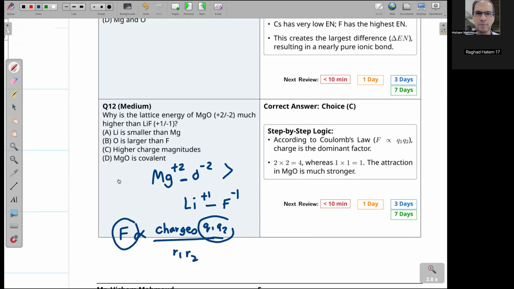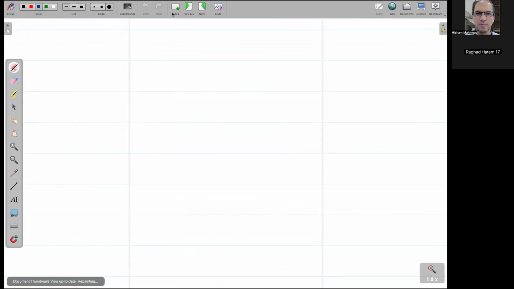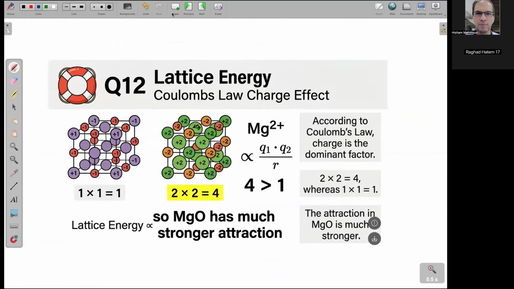What is the lattice energy? The energy that's required to break the bonds. So the energy that's required to break the ionic bonds is the strongest one. So again, 1 and 1, the attraction is weak, but 2 and 2 is 4, right? The attraction is very strong. So the multiplication of the charges is stronger, and we said that this is directly proportional to the attraction. According to Coulomb's law, the charge is the dominant factor.